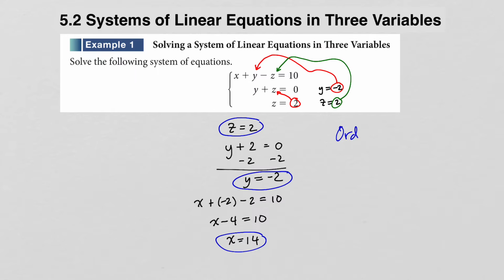And you can write that solution as an ordered triple. And the way we do that is we write x first, y second, and z third. And so our solution would be written as 14, negative 2, positive 2.